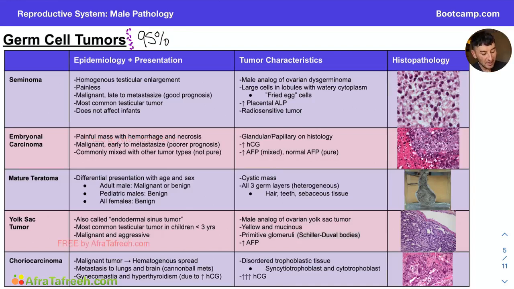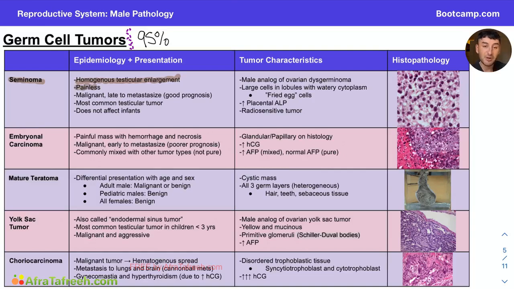So let's start off by talking about our seminomas. And seminomas are going to be the most common type of testicular tumor. They present as a homogeneous testicular enlargement, and this is going to be a painless tumor type. So in a vignette, this would be a patient that notices a painless lump on their testicle. This should not be painful.